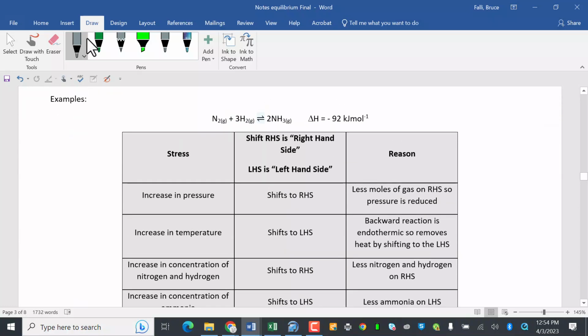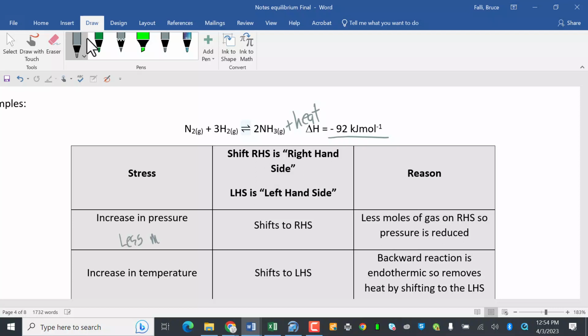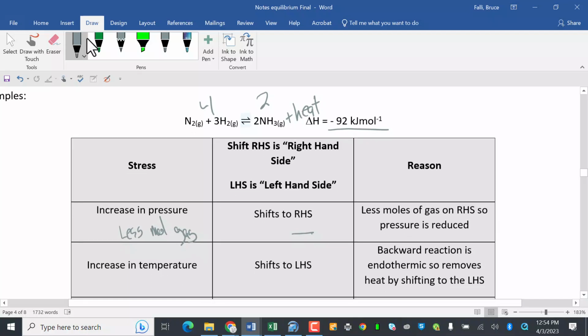Examples, here we go. All right, here's my equation. I see a negative delta H. I remember that means heat is going to be a product, so I'm going to put plus heat here. If I increase pressure, right away I know it's going to go to the side with fewer moles of gas. How many moles of gas do I have over here? I have 4. Over here I have 2. It'll shift to the right-hand side, fewer moles of gas on the right-hand side.